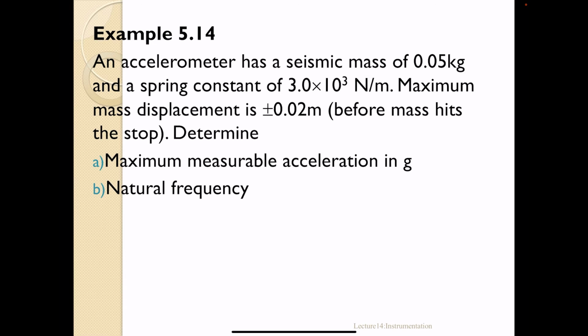We have an accelerometer that has a seismic mass of 0.05 kg and a spring constant of 3 kN per meter. Maximum mass displacement is plus or minus 0.02 mm before the mass hits a stopper. Determine the maximum measurable acceleration in gravity and also the natural frequency of the accelerometer.